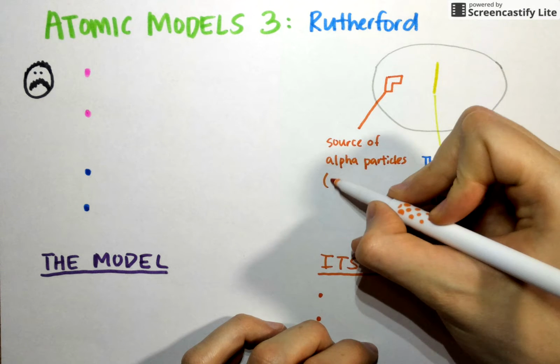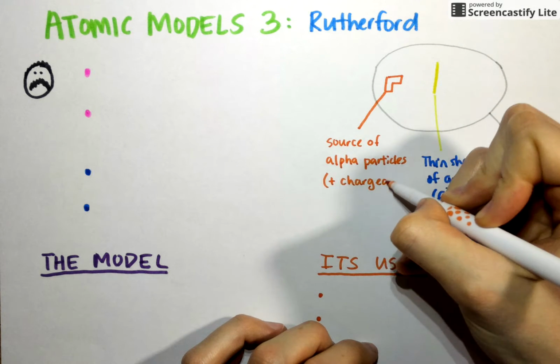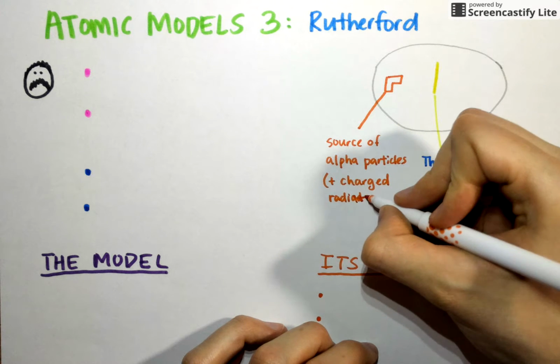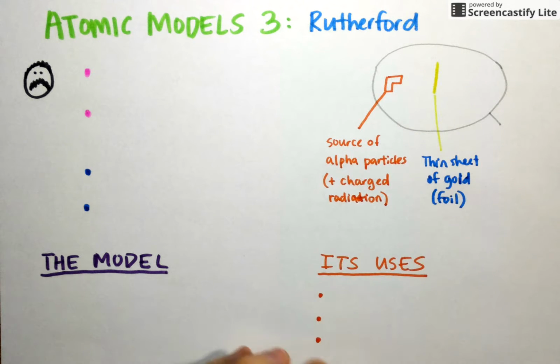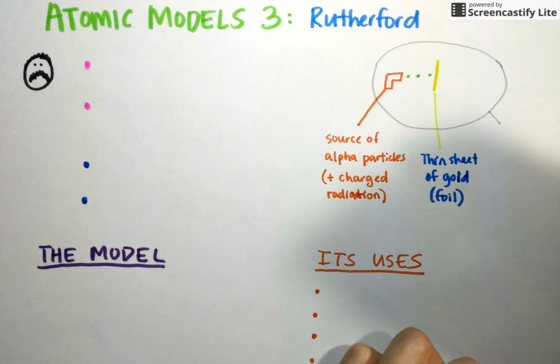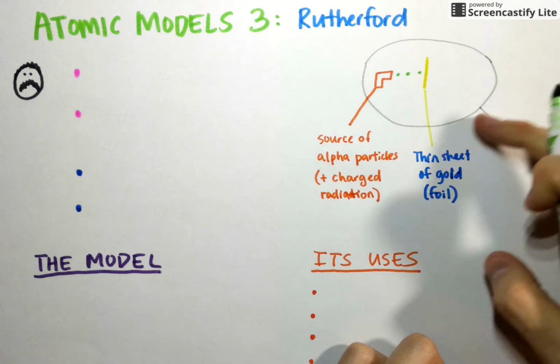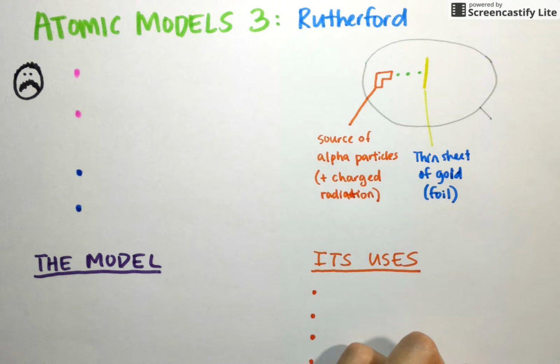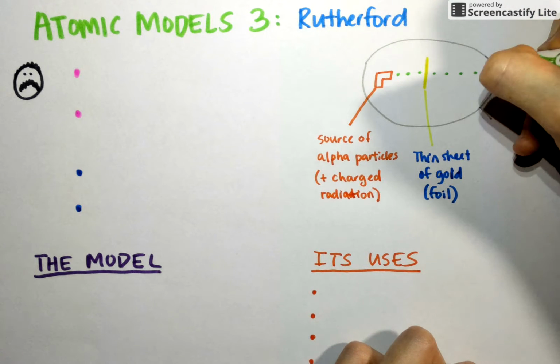to his advantage. And what he wanted to do with that thin sheet of gold was essentially irradiate it by blasting it with these positively charged radioactive particles known as alpha particles. So you can think of this kind of as an alpha particle gun that he had aimed at this thin sheet of gold foil. So contained in that gun is a source of alpha particles.